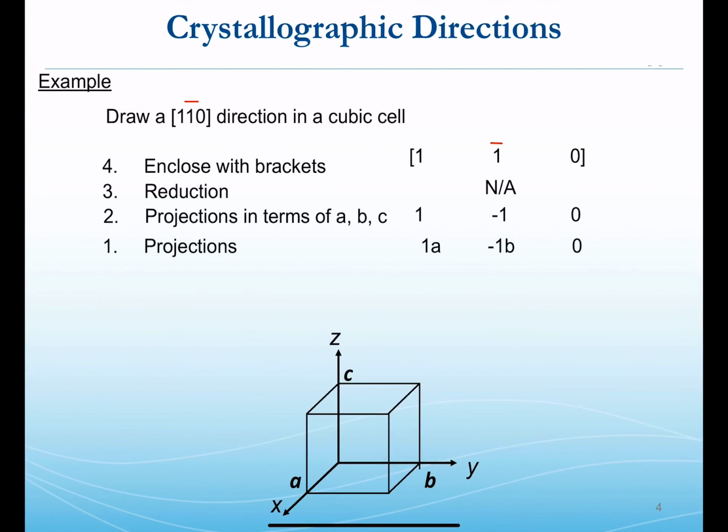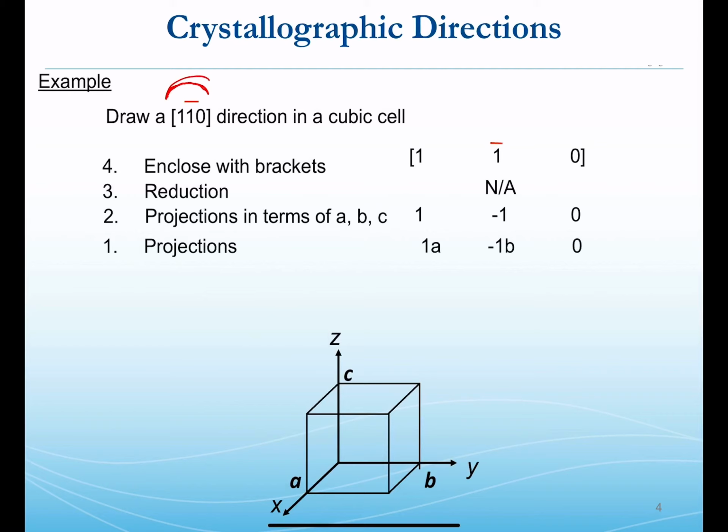Here's another example. Here we're working our way backwards. It asks us to please draw a 1, 1 overbar, 0 direction in a cubic cell. We've got the steps here listed for us. Walking our way backwards now because we're given the crystallographic direction information, that is the syntax here. And now we need to draw this on a diagram.